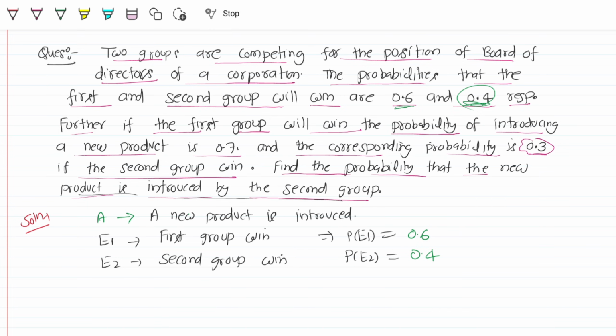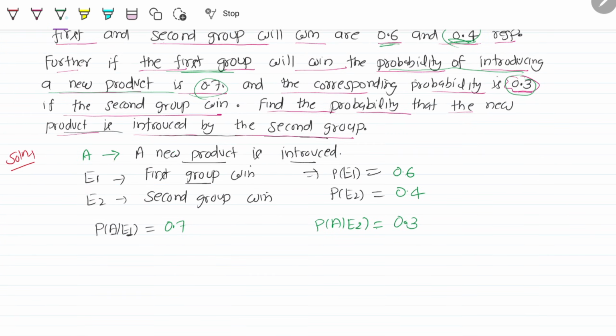Next, we want P(A by E1). A means the requirement: new product introduced by E1, the first group. So the probability of introducing a new product by the first group is 0.7. And what is P(A by E2)? New product introduced by the second group: 0.3 is given. And what do they ask? The probability that the new product is introduced by the second group, which we assumed E2. It means we want P(E2 by A).